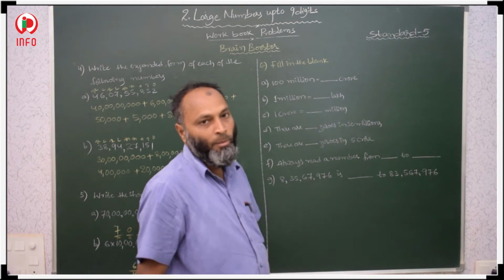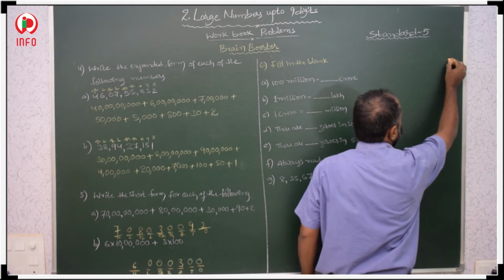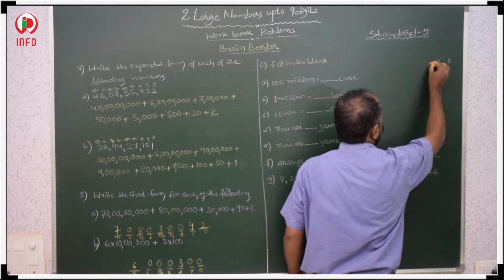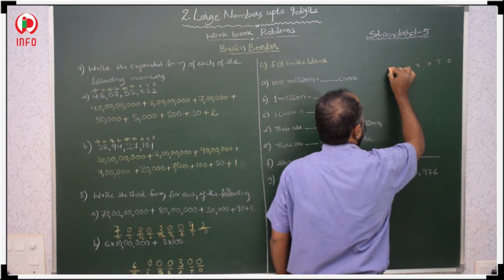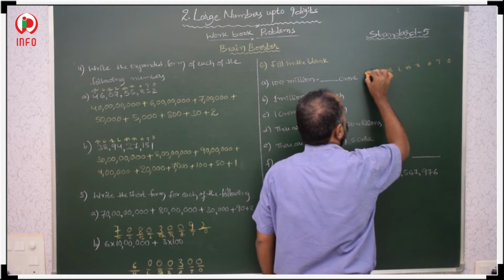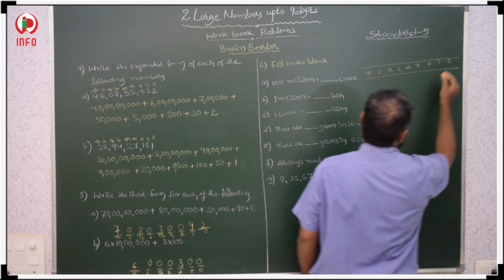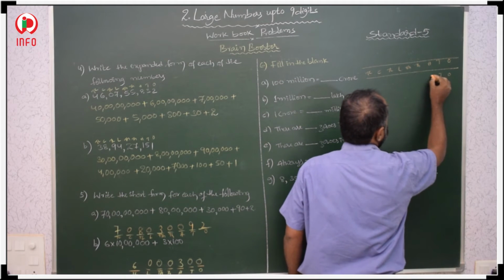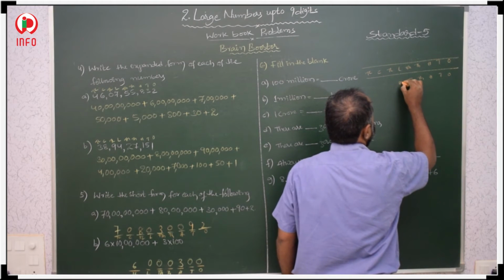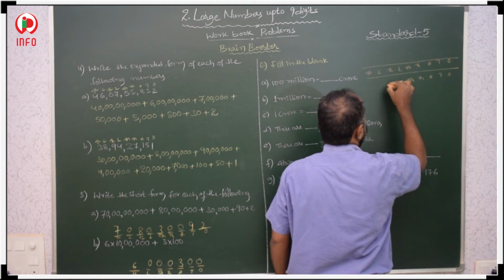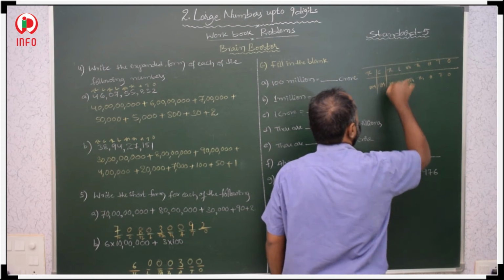100 million is equal to how many crores? Before filling these blanks, first you have to write the number system. Ones, tens, hundreds, thousands, ten thousands, lakh, ten lakh, crore, ten crore. Okay, this is the Indian system. International system: ones, tens, hundreds, thousands, ten thousands, hundred thousands. This is million, 10 million. This is 100 million.